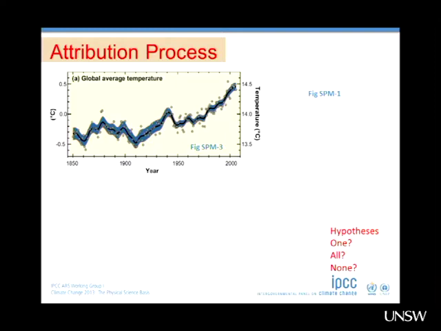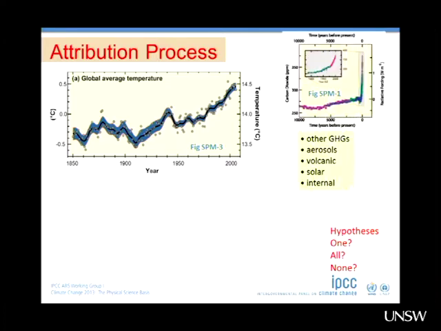So what is the attribution process? What is the challenge in front of you in the story of attributing? We have a figure out of the fourth assessment, which illustrates the time history of the global average temperature, and you can see it's rising. That's all very interesting. The state of the system has changed, that's clear. But what are the possible drivers? Let's think about the possible drivers of that rising temperature curve. Everyone will say greenhouse gases, but it's a little more complicated than that, and I'll illustrate that in a moment.